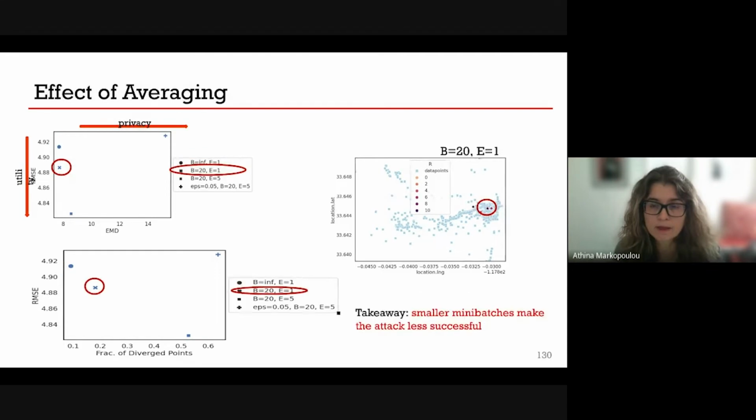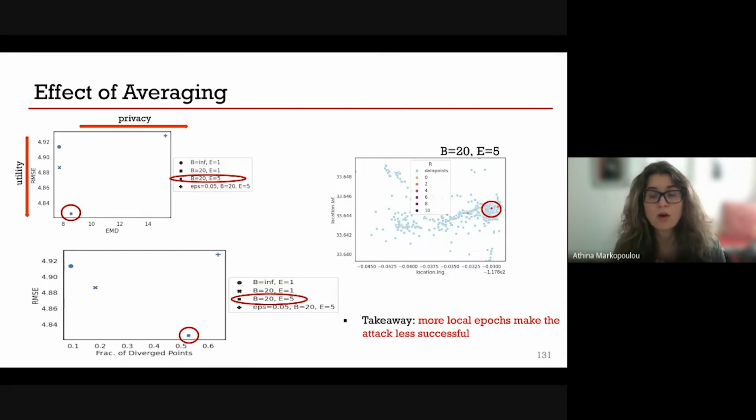Next. As you start to apply averaging that is inherent in federated averaging, through mini-batches, next, or through epochs, both the error improves and the privacy improves. So you see the EMD slightly improved, and also 55% of the attacks diverged.